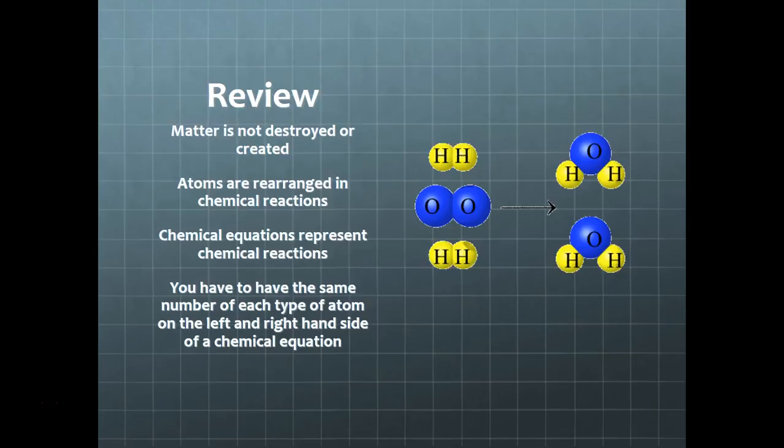So to review the law of conservation of mass, matter is not created or destroyed. Atoms are rearranged in chemical reactions. Chemical equations represent chemical reactions, and you have to have the same number of each type of atom on the left that you do on the right.